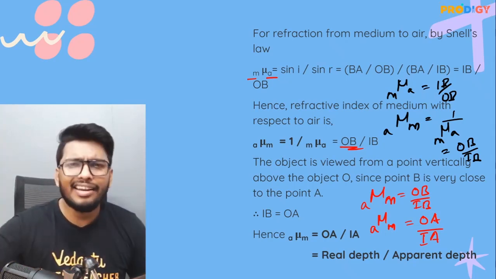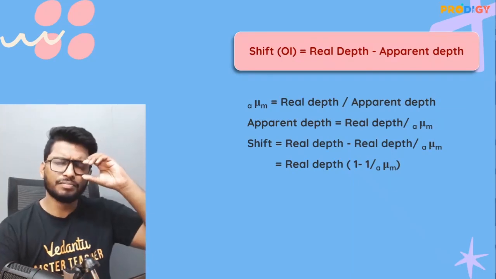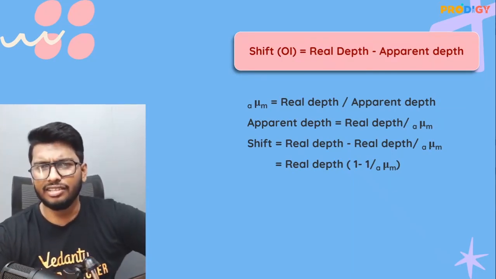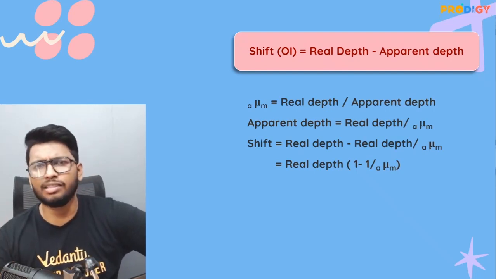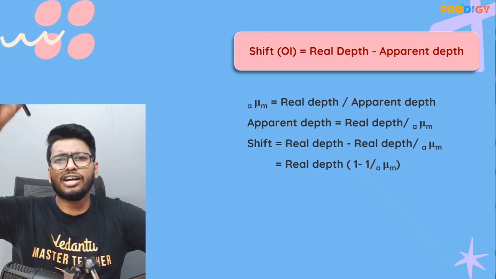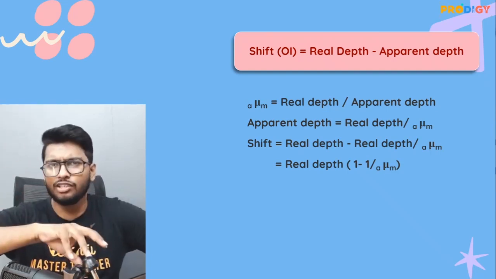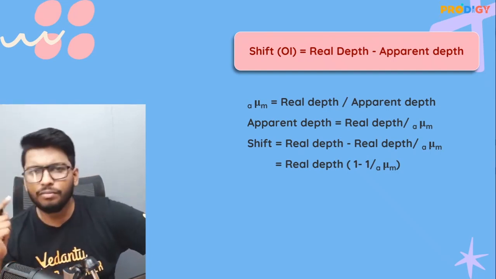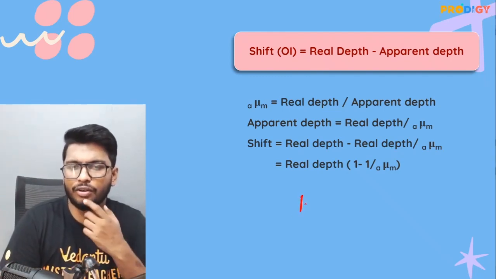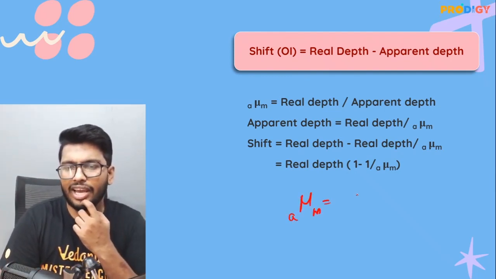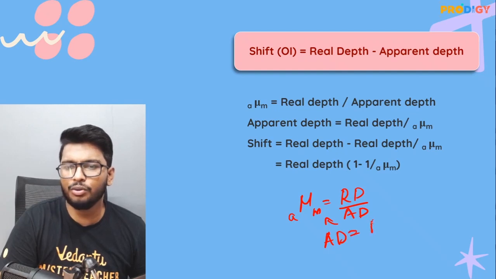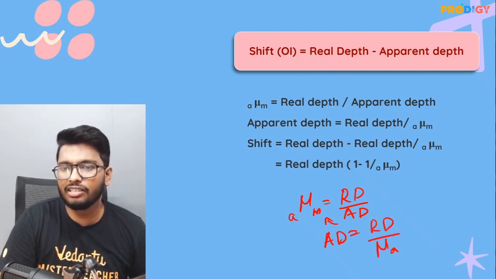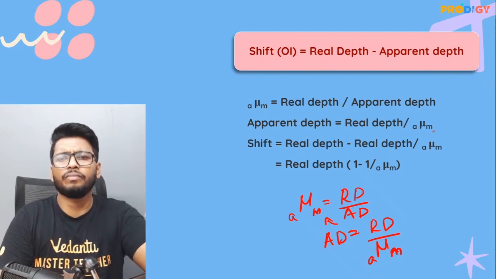All right. Now, here's the thing, guys. We also know that shift, that is nothing but the difference between the real and apparent depth, is real depth minus apparent depth. That will tell you the shift, that is by how much the object has moved from the actual position and from what you see. Now, from the formula, we know that refractive index of the medium with respect to air is nothing but real depth divided by apparent depth. So if I take this to the other side, apparent depth is equal to real depth divided by the refractive index of the medium with respect to air. So that's what I got.